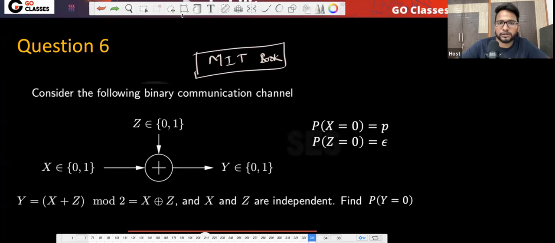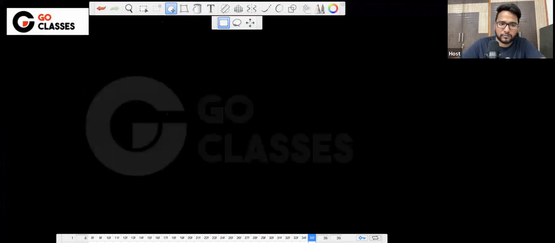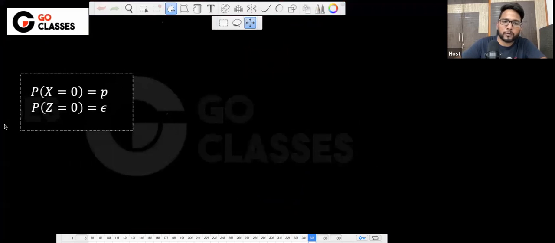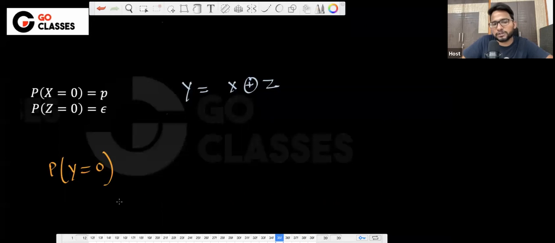Let me just copy it. So these two probabilities are given to you. And then they are saying Y is a random variable, which is a function of X and Z. Now what they are saying is, can you calculate the probability of Y being 0? Let's suppose this is the first question that they're asking. We will have more variations of this particular problem, but let's first solve it.